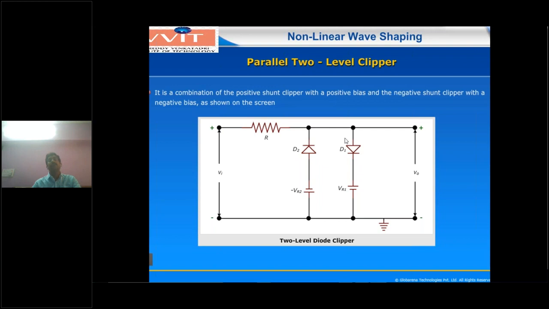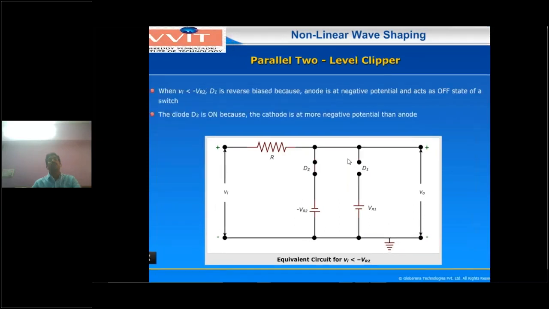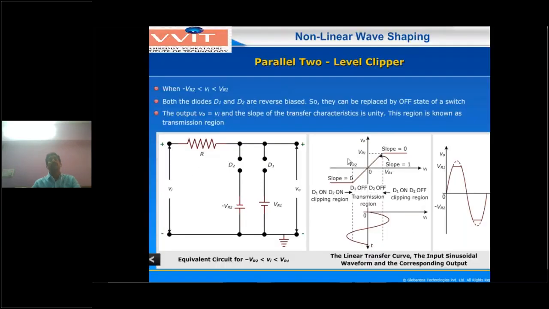Similarly here, the same 2 volts will be here, but here will be 3 volts. So this D1 also will be in off condition. Both diodes will be off, and our input voltage lies between minus VR2 to plus VR1. In between voltage, both diodes will be off. This is a very, very important point, because the input voltage lies between the two reference voltages.